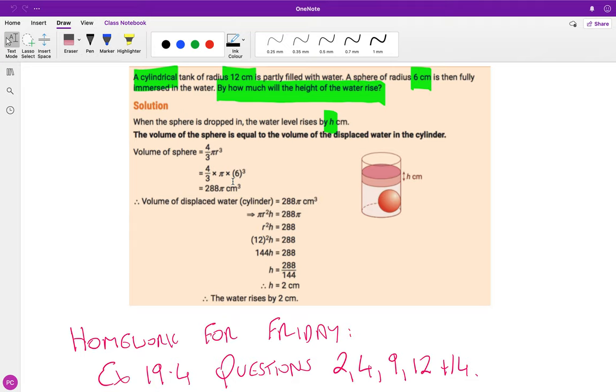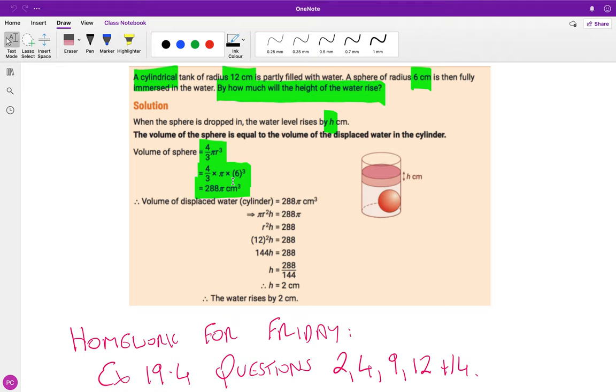So what do we know? We know the volume of a sphere. We can work that out. So the volume of a sphere is 4/3 pi r cubed. Sub in the information they give us: 4/3 pi, they give us 6 as a radius, cubed. So we know the volume of that sphere is 288 pi. No point subbing in for pi if you don't need to. We have to cancel out.